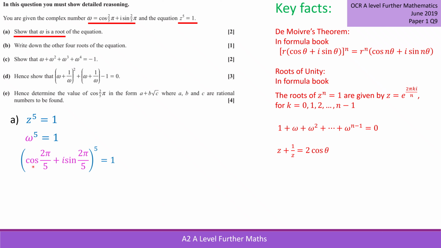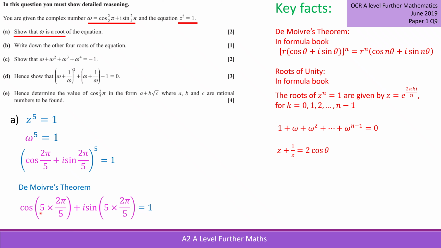So substituting in, I've got cos 2 pi by 5 plus i sine 2 pi by 5, all to the power of 5. Now using De Moivre's theorem here, this 5 from up here can come in front of the theta. So instead of having theta, I've got n theta, or in this case 5 theta. So this 5 is going to come in front of the terms after the cos theta and the sine theta. So I've got cos of 5 times 2 pi by 5 plus i sine of 5 times 2 pi by 5 is equal to 1.